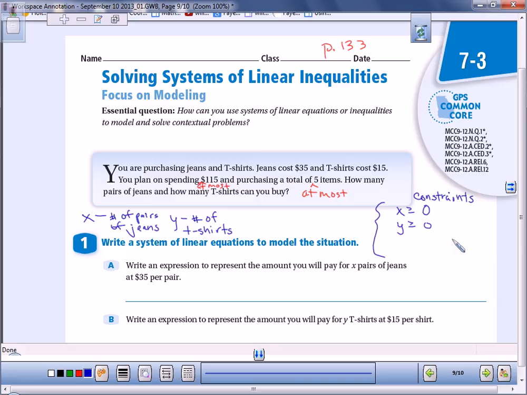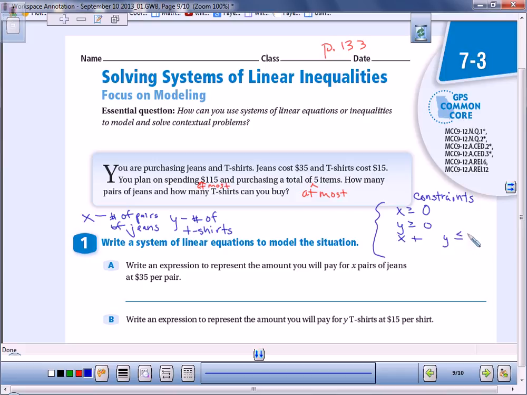Okay. Now I have 2 other things going on. I have how much I can buy and how much it costs. What would be an inequality to represent how much it costs? Y plus X has got to be less than or equal to $115. Okay, so our number of jeans and our number of t-shirts together has to be less than or equal to $115. Now, this is cost.